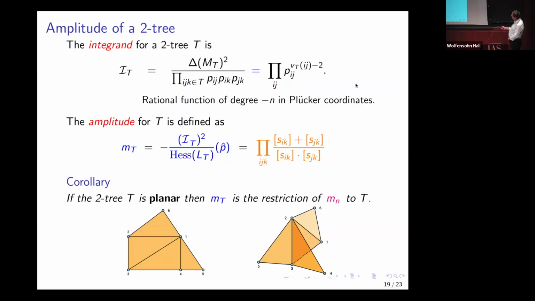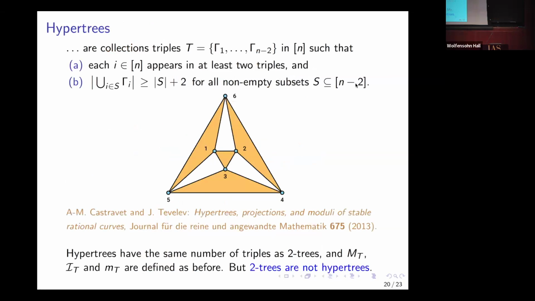The amplitude is simply the integrand squared divided by the Hessian at the unique critical point. There's no sum. There's only one critical point. I'm defining it as before, as the integrand squared divided by the Hessian at the critical point, and then by the theorem that's equal to this expression. Now, if it so happens that the two-tree is planar, as it is in this example, then this is the restriction of M_n to T. Then this was our previous amplitude. But if we're non-planar, this is new.